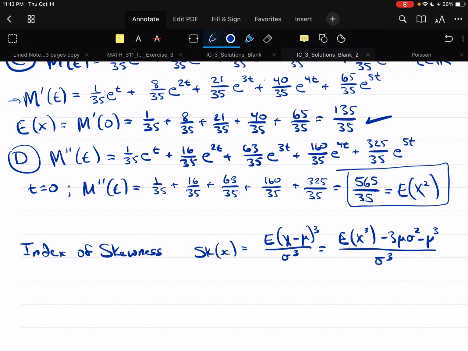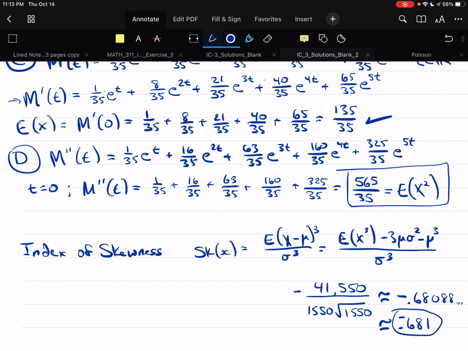And I came up with negative 41,550 over 1550 square root of 1550, which is approximately negative 0.68088, etc., or negative 0.681. So it's slightly skewed to the left because it's a negative skew. Okay, so if you work that out, here's the answer in case you want to do that exercise.